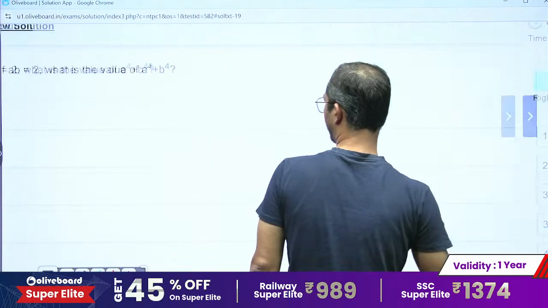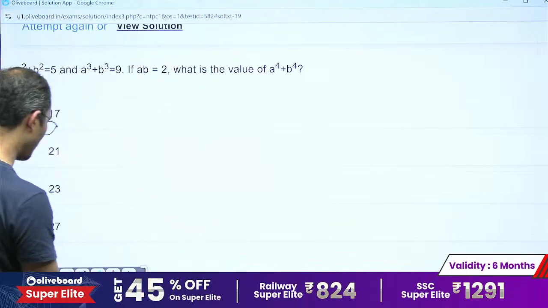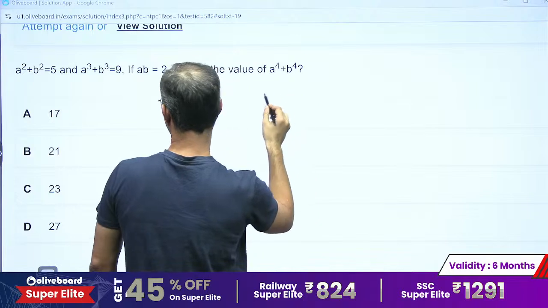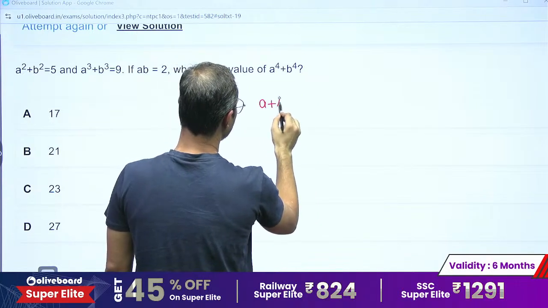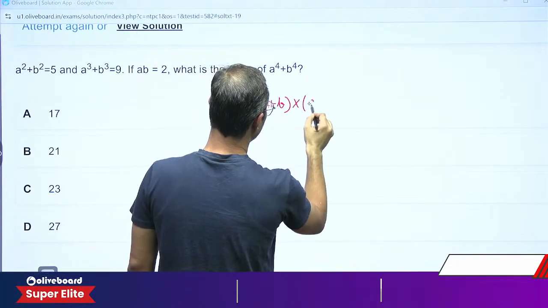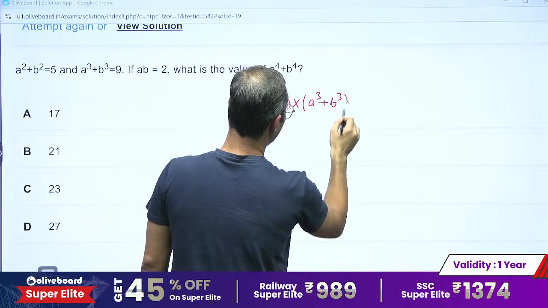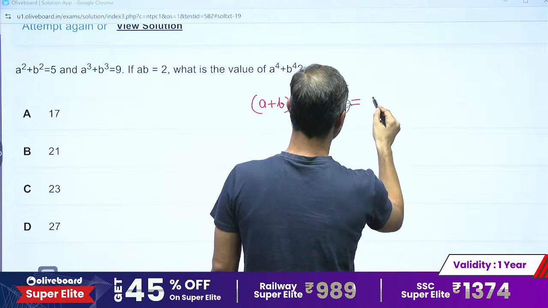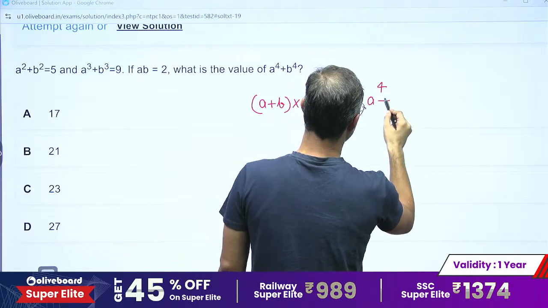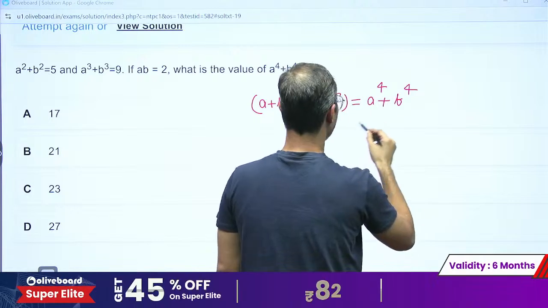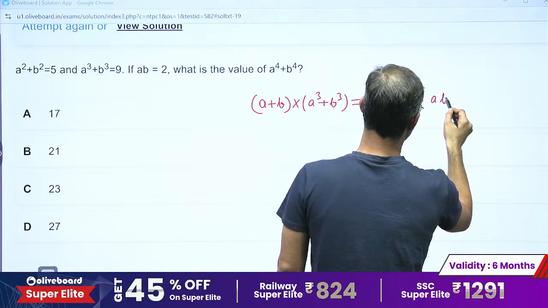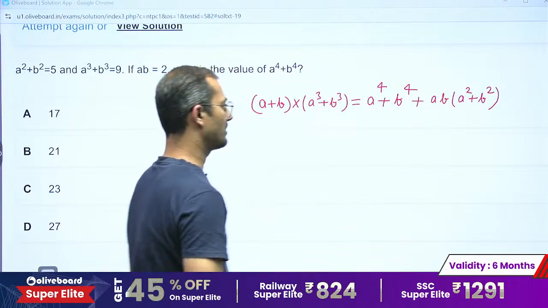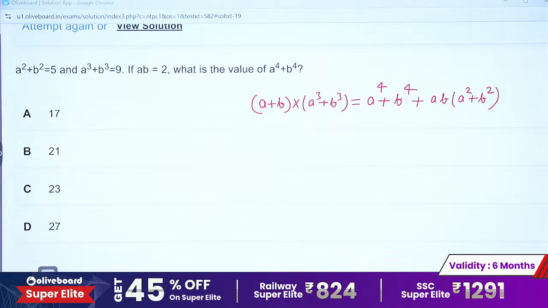Tell me what is the answer for this question. Again a very good question from algebra. We must know how we can get it. We can get it by multiplying A plus B into A cube plus B cube. If we multiply this, we will get A to the power 4 plus B to the power 4, and plus AB bracket A square plus B square. Got the point? Yes.